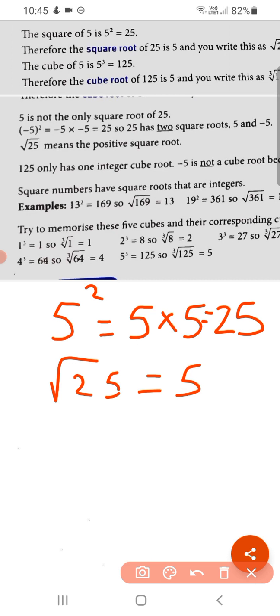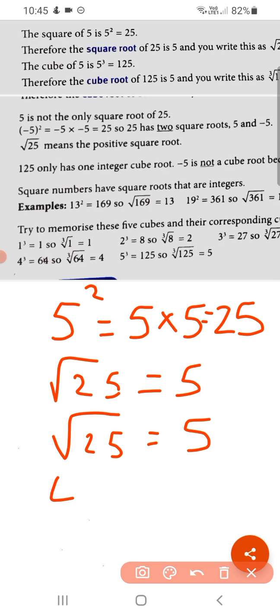Okay. 5 squared means 5 multiplied by 5. 5 times 5, 5 squared, is equal to 25. The square root of 25 is equal to 5. As you already learned, the radical sign represents the square root. So the square root of 25 means 5. If we know the square of a number, we can find the square root also.